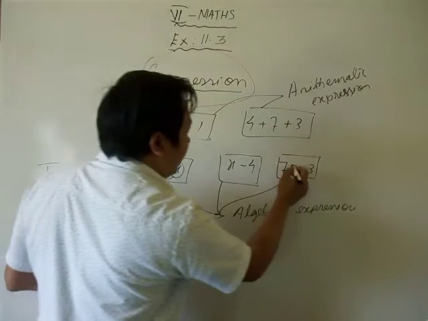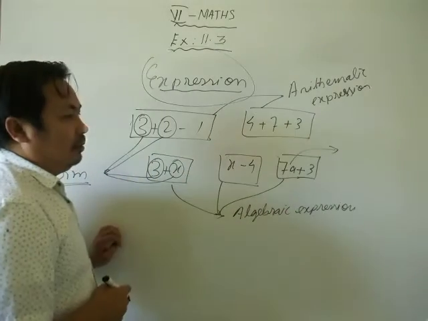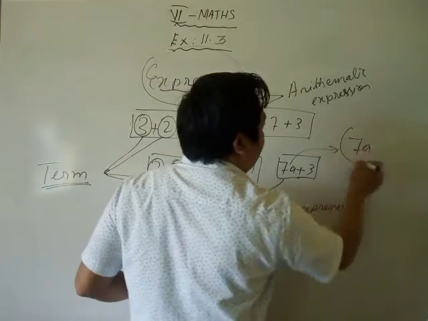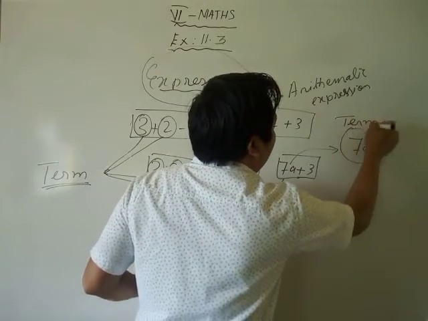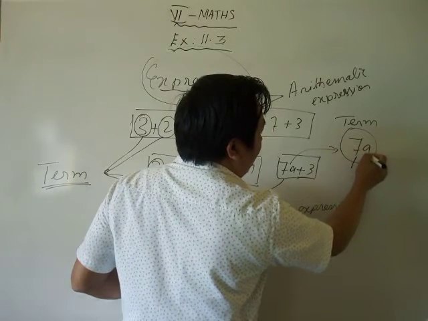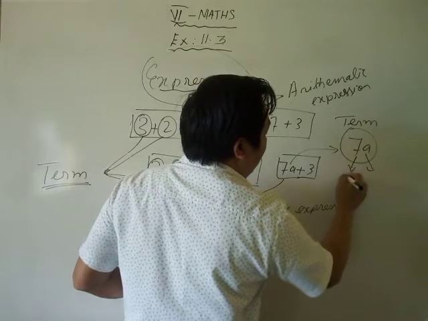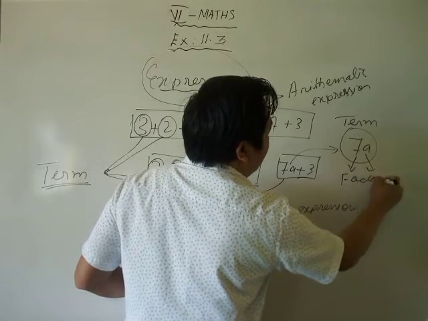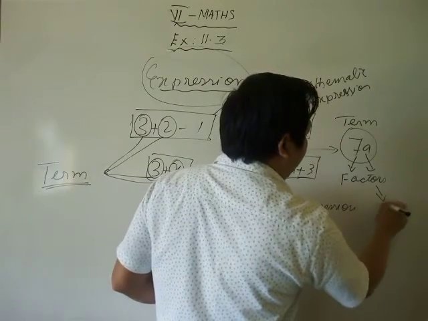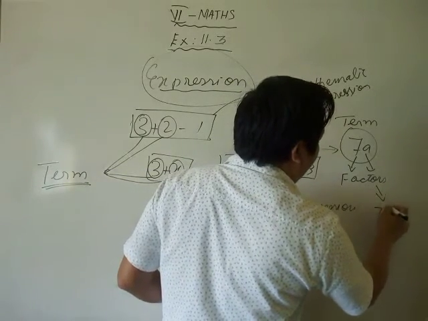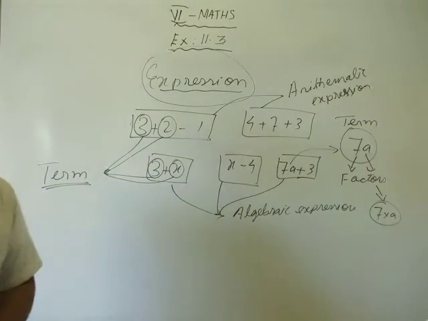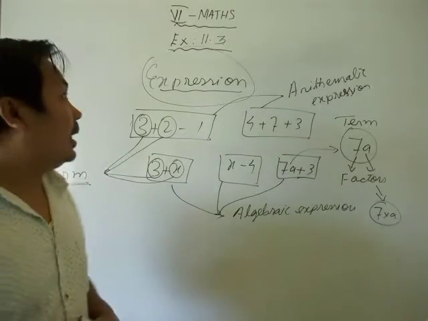And here you can find another term, called 7a. This is called one term. You can find that 7 and a are called factors. Why do you call them factors? Because 7 into a, 7 times a, are factors. Okay, this is what I want to show you. And with this, we can start exercise 11.3.